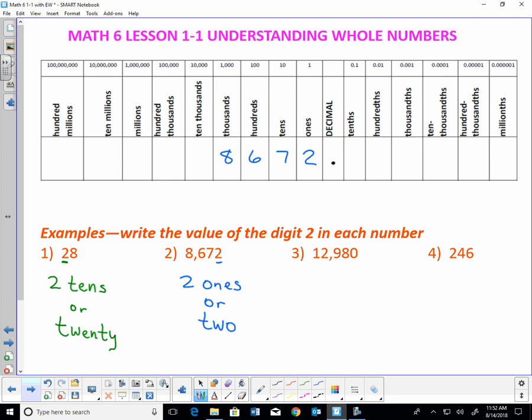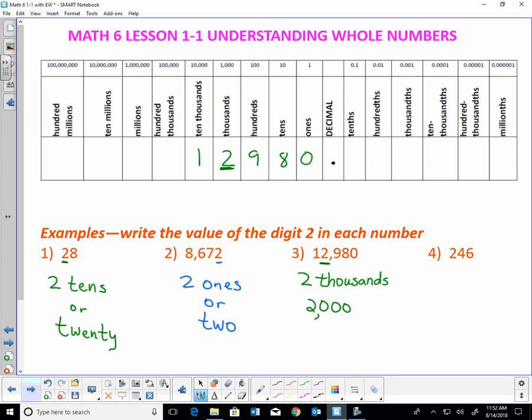The number 12,980. The 2 here is in the thousands position, so I have 2 thousands, or it would be 2,000. The value of the 2 is either 2 thousands or it is 2,000.